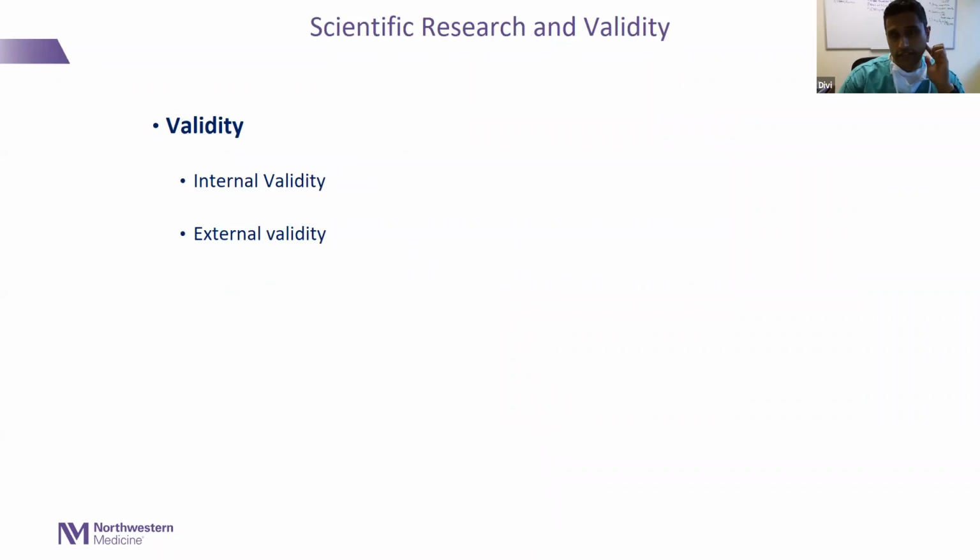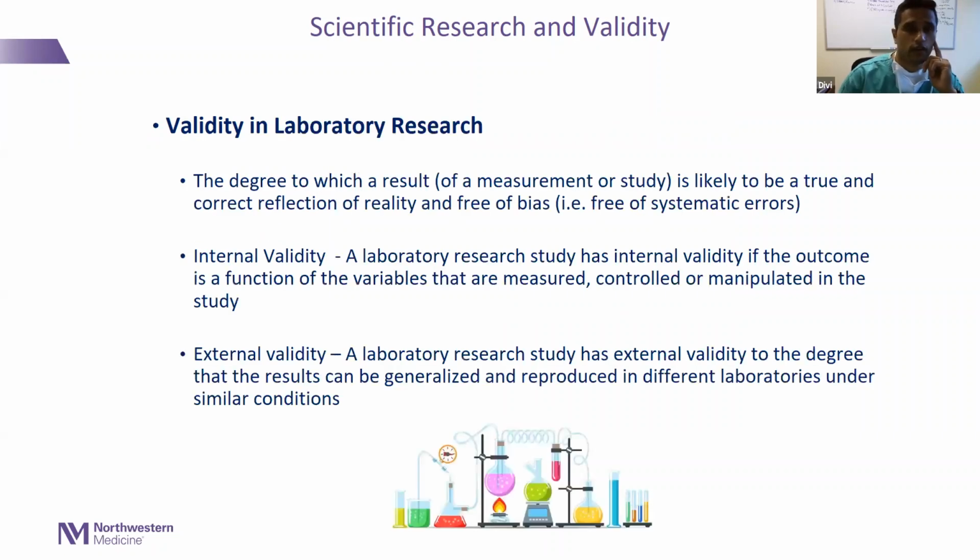So validity of a project or research can be split into 2 different items: internal validity and external validity. Validity in laboratory research is the degree to which the result of a measurement or study is likely to be true and the correct reflection of reality and free of bias. So it's free of systematic errors. Internal validity is where, in a laboratory bench study, the outcome is a function of the variables that are measured, controlled, and manipulated, so it's repeatable. And if one variable changes, then it reliably changes the outcome in a certain way, and this is demonstrable.